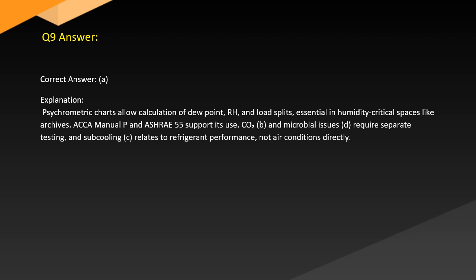Answer. Correct answer: A. Explanation: Psychrometric charts allow calculation of dew point, RH, and load splits, essential in humidity-critical spaces like archives. The manual and ASHRAE 55 support its use. CO2 (B) and microbial issues (D) require separate testing, and subcooling (C) relates to refrigerant performance, not air conditions directly.